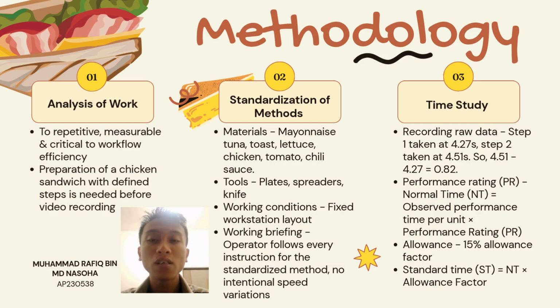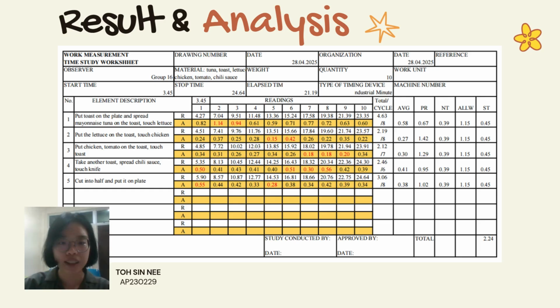After that, we add a standard 15% allowance for rest and delay. The final standard time, ST, is calculated by multiplying the normal time by the allowance factor. So, through this step, we ensure our time study is accurate, fair, and repeatable, giving us reliable data to improve efficiency. Thank you.